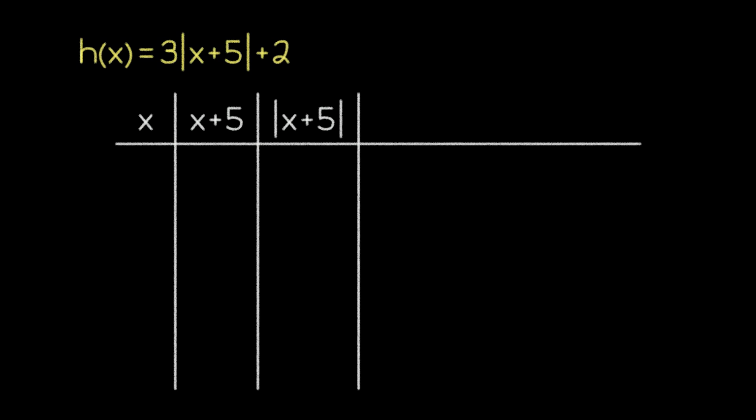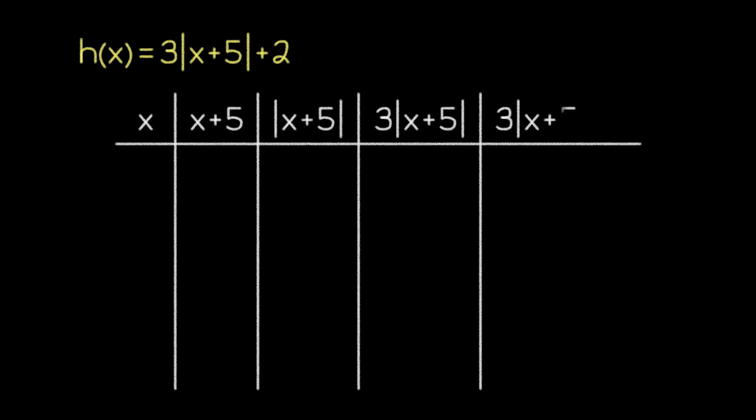Next, you might see the plus 2 after the absolute value bars and think that our next step is to add 2. But what about that 3 in front of the absolute value bars? Well, since multiplication comes before addition in the order of operations, our next step is to multiply by 3. And then we can finally add 2 to complete the process.